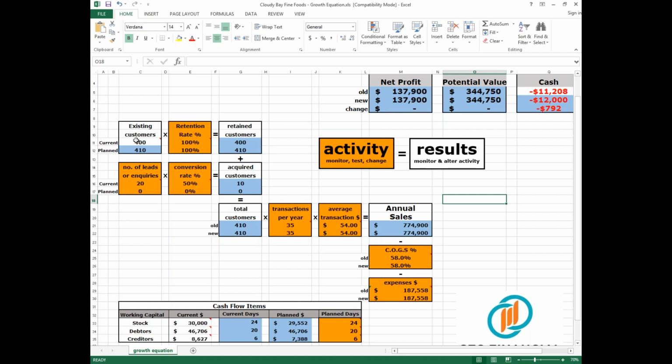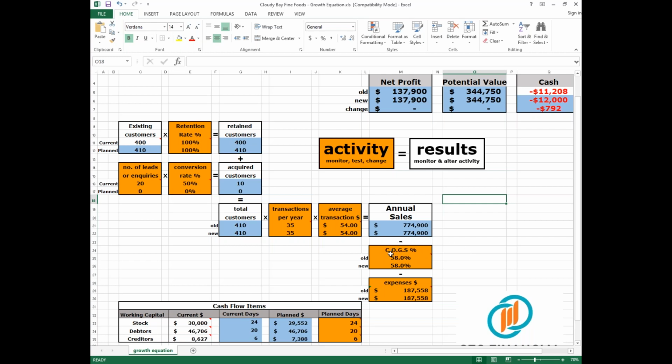You can see Nigella had, at the end of that year, 400 customers. She provides really good customer service and has kept them all. She's got 400 retained customers. During that year, she had 20 leads or inquiries coming in. She only converted 50% of them, or 10 of them, into new customers. So that was a bit surprising. For the year, it gave her 410 customers. They were buying off her 35 times a year at an average transaction value of 54. If you multiply the 410 by the 35 by the 54, you get 775,000.